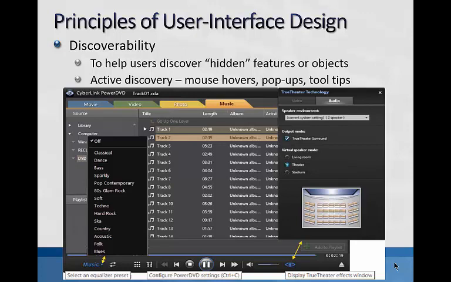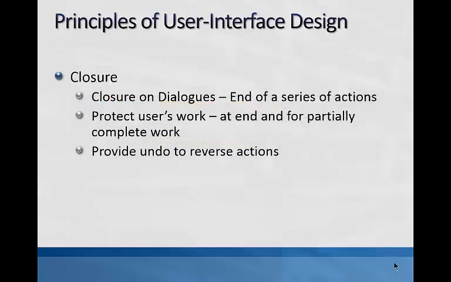In this figure there are two examples of discoverability. Both of these happen to be clickable options. The blue icons, the word music to the left and the blue microphone to the right, both imply that they are clickable. By clicking on them, pop-up menus or options appear and allow the user to invoke additional features. Active discovery means that the screen includes hover actions and pop-ups or tools that encourage the user to check out these new features. Another user interface design principle is that of closure.